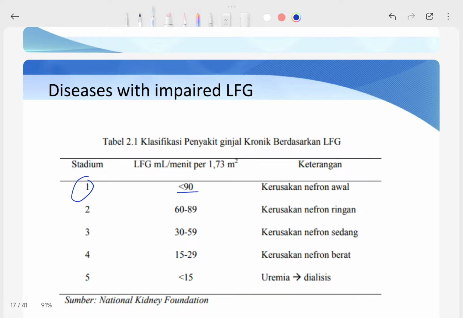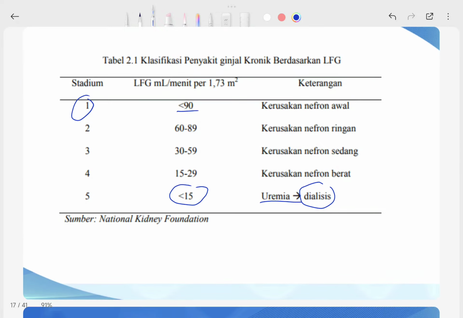But if they are less than 15, it means that they have uremia, which can only be cured with dialysis. So for a patient that has a low GFR, less than 15, it means that they are an emergency, so they need to get this dialysis.